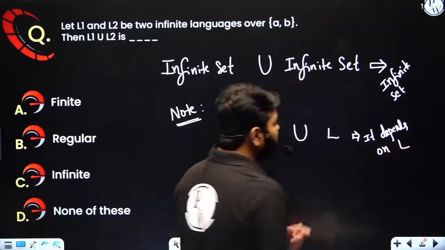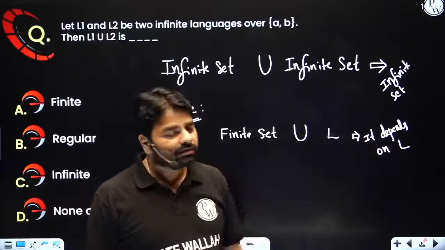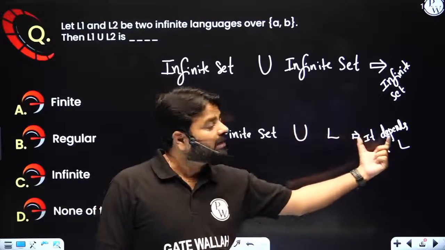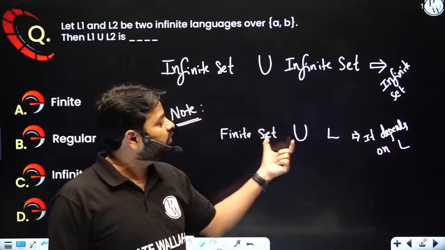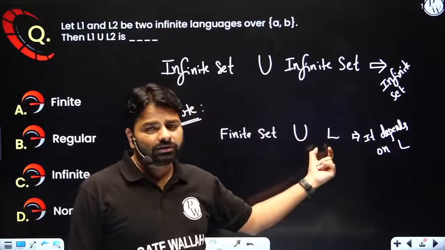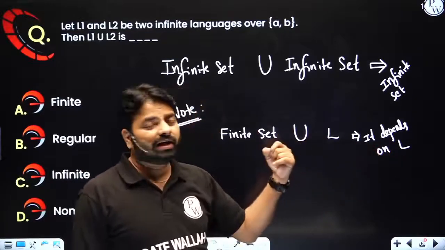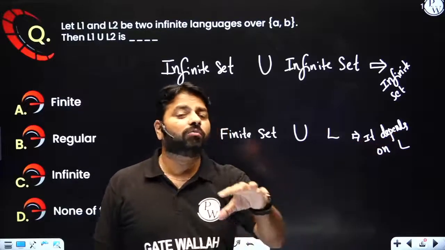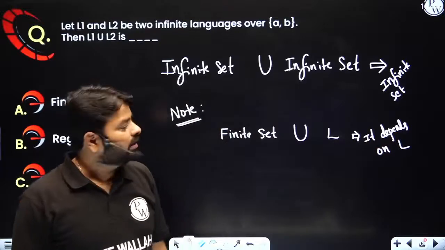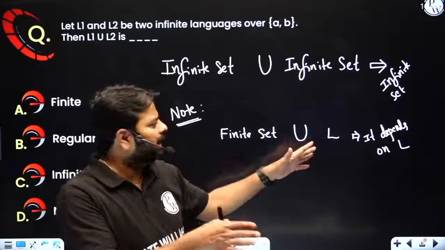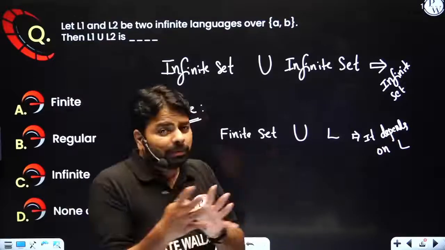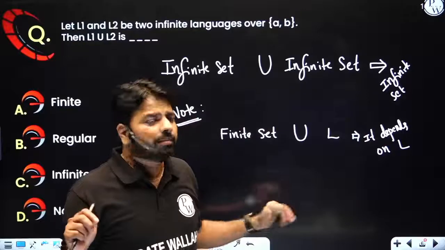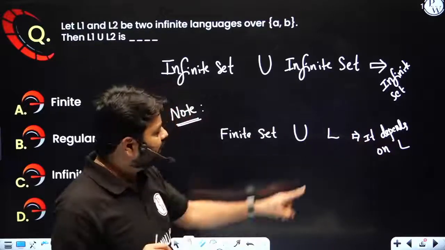Why? If L is finite, the result is finite. If L is infinite, the result is infinite. So whatever L is, the result follows finite union L. If L is finite, the result is finite. If L is infinite, the result is infinite. That's what I have written, and that's why I have written that it depends on what type of L it is. It need not be exactly L, since after union the language may change. But if L is finite, the result is finite. It could be a different finite set, but the result is finite if L is finite. So it depends on L.